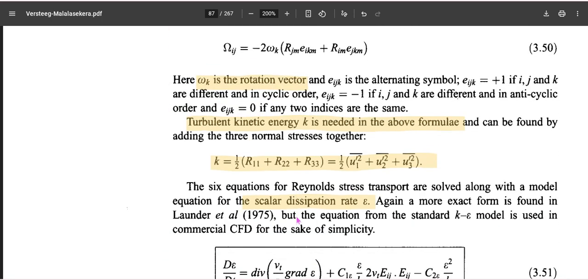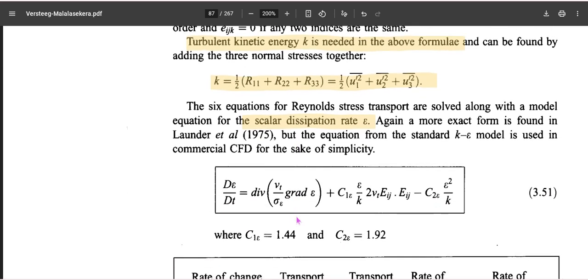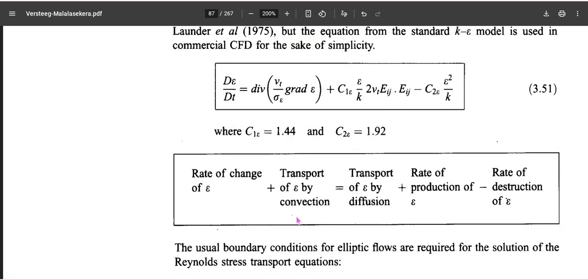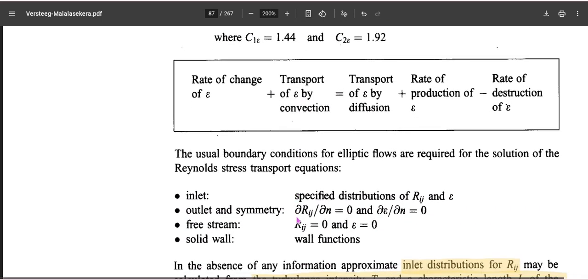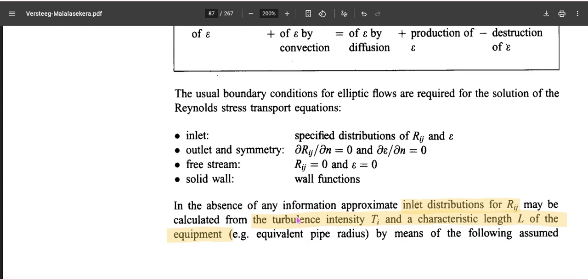In addition, the epsilon term occurring in the dissipation terms can be modeled similarly to the k-epsilon model, with a separate equation, 3.51. The terms are similar: convection, diffusion, production and destruction. The boundary conditions are similar to the k-epsilon model. We have distributions of Reynolds stresses and epsilon values at the inlet, and the outlet is a Neumann boundary condition.